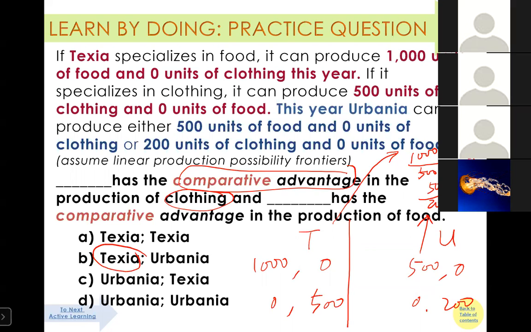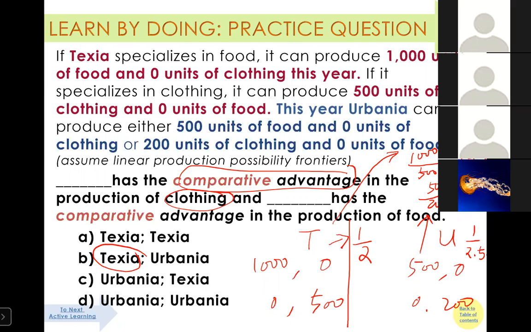So we just do the reverse, right? Now, if we look at Texia, what is the opportunity cost of food? The opportunity cost of food must equal the inverse of the opportunity cost of clothing, right? They equal 1/2. And in Urbania, the opportunity cost of food is going to be the inverse of the opportunity cost of clothing, equal to 1 divided by 2.5.